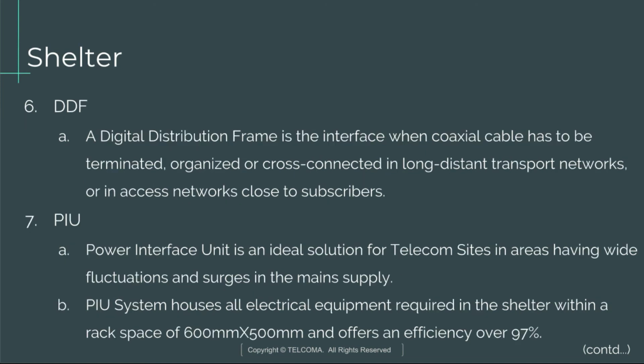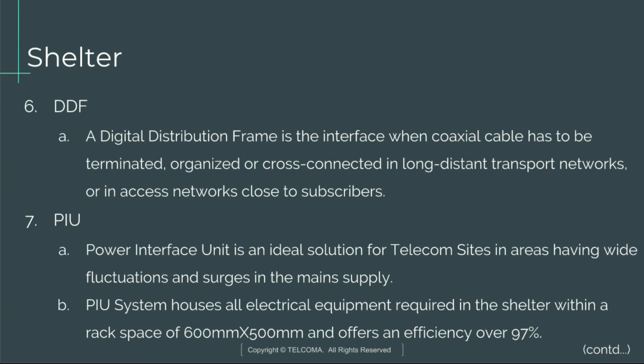Next is DDF, that is digital distribution frame. It is the interface when coaxial cable has to be terminated, organized or cross-connected in long-distance transport networks or in access networks close to subscribers. Next is PIU, Power Interface Unit.